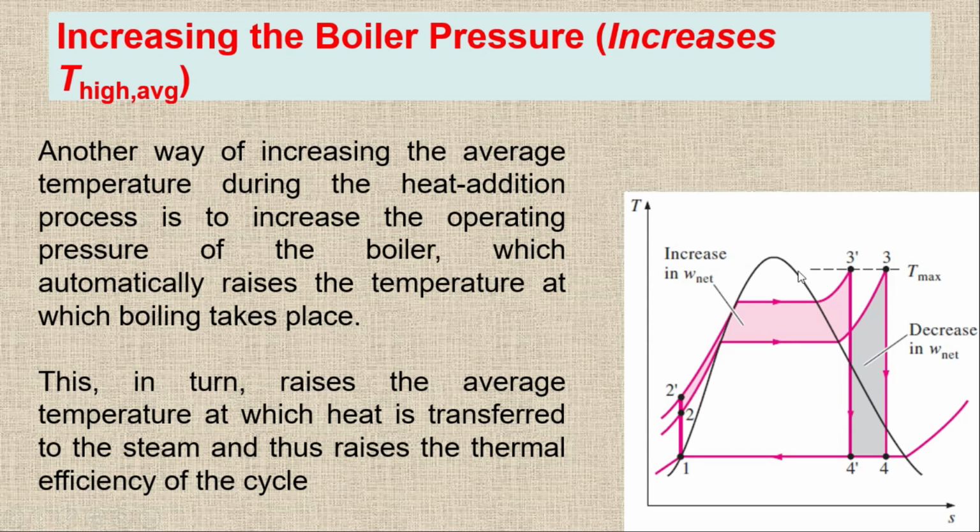So we have three different ways to increase the efficiency. We had the efficiency increased by decreasing the condenser pressure. Then we checked the increase in the efficiency by superheating, and then we have the third method, to increase the efficiency by increasing the boiler pressure.